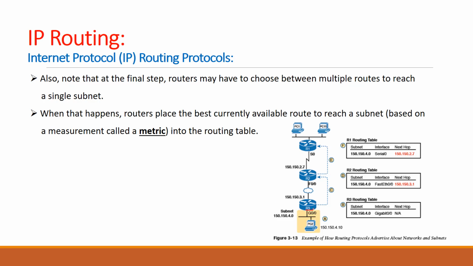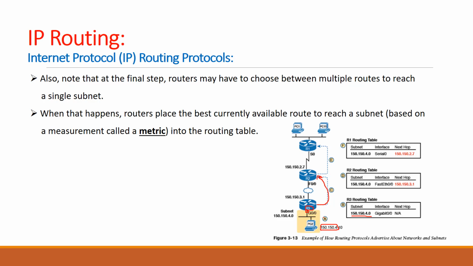R3 here has a connected entry for the subnet 150.150.4.0. This is a connected route. R3 advertises this route to the neighboring router through a routing protocol.